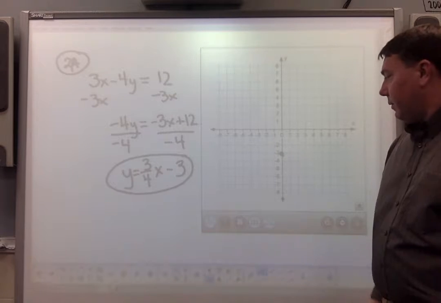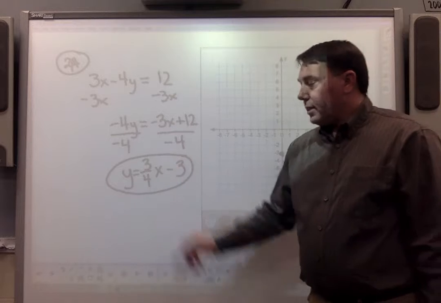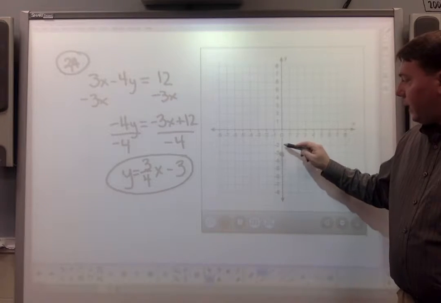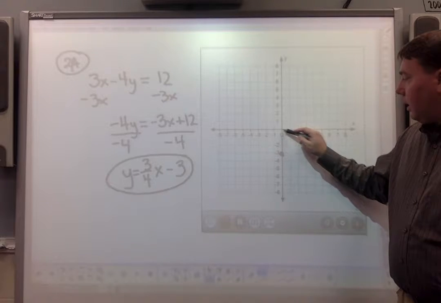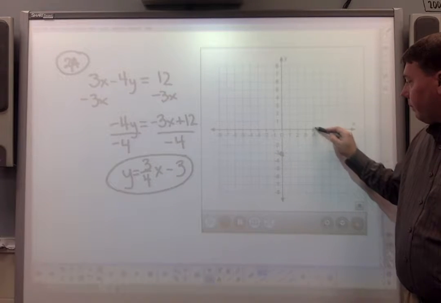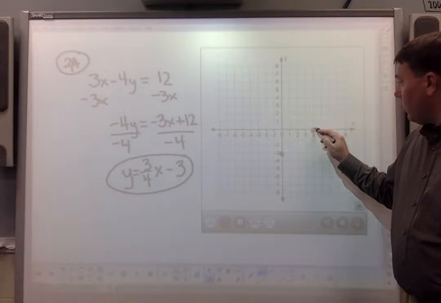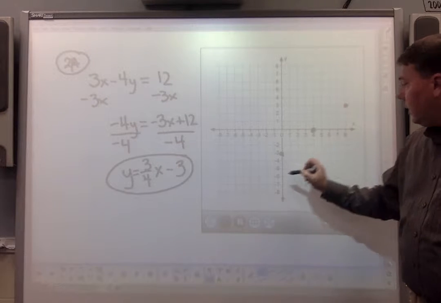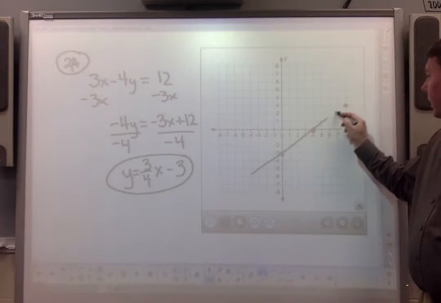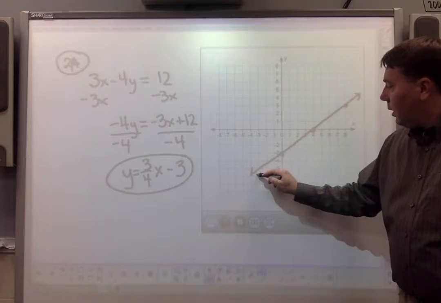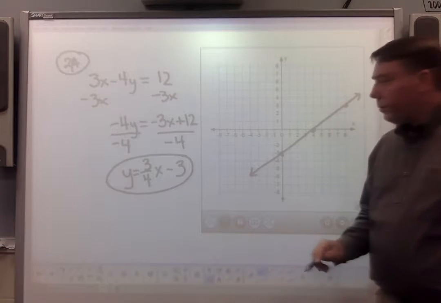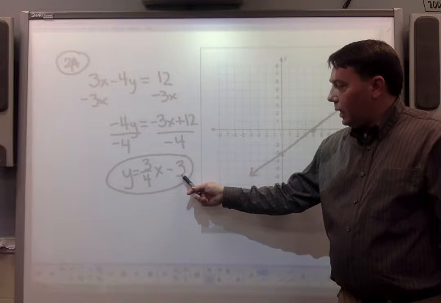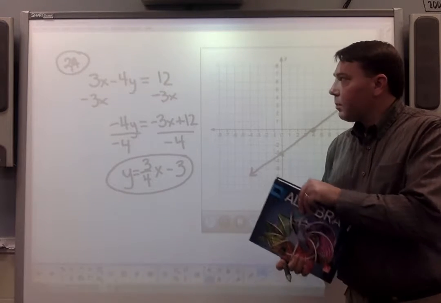The line's going to cross at -3. And the slope tells us how steep the line is. So rise over run. From that point, we count up 3: 1, 2, 3, and over 4: 1, 2, 3, 4. Then you can do it more than once. It helps you make sure you get your points in a straight line. So this is the graph to this equation that's written in slope-intercept form.